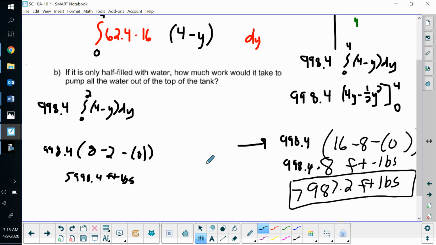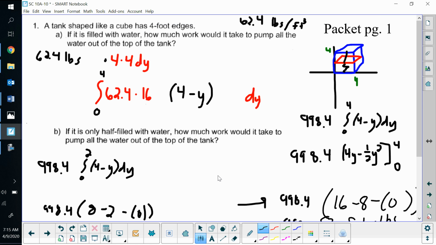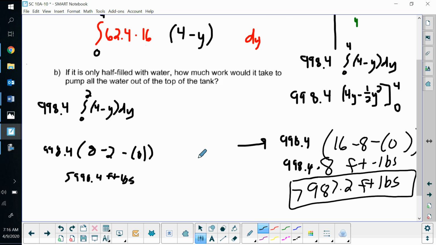Well, notice that it's half filled with water, but that's not half of what the work is to move the entire thing. The reason it is not half is it takes more work to move the bottom half of water out the top than to move the top half of the water out of the top, because remember, work is force times distance. That top chunk of water is moving a shorter distance to the top than the bottom half is, so it creates more work to move the bottom half than the top half, and that's why it's not exactly half for the two of them.